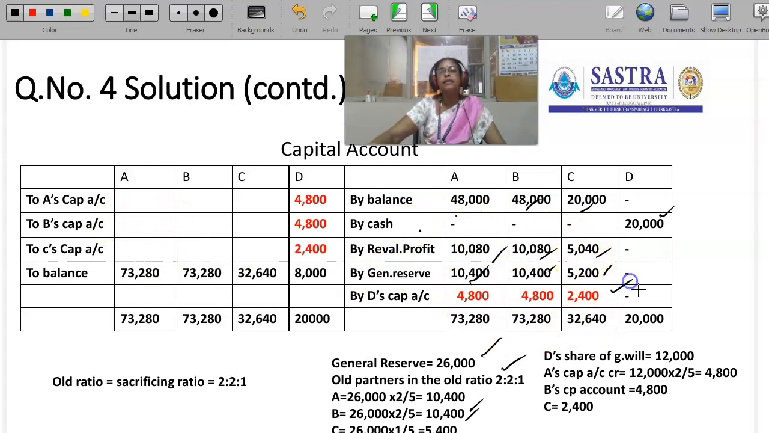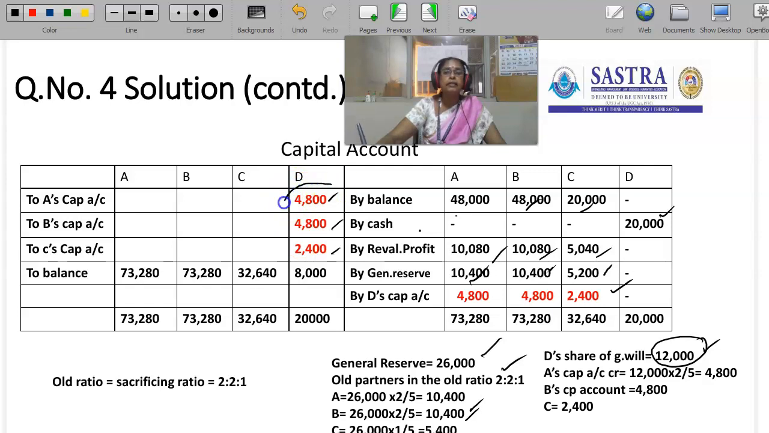Then this is the goodwill calculation. D's share of goodwill is 12,000. He fails to bring this share of goodwill, and so his capital account should be debited, and the old partners credited in the sacrificing ratio. That is 4,800, 4,800, 2,400. If we add 4,800 plus 4,800 plus 2,400, we will get 12,000. So D's capital account debit to A's capital account, to B's capital account, to C's capital account.